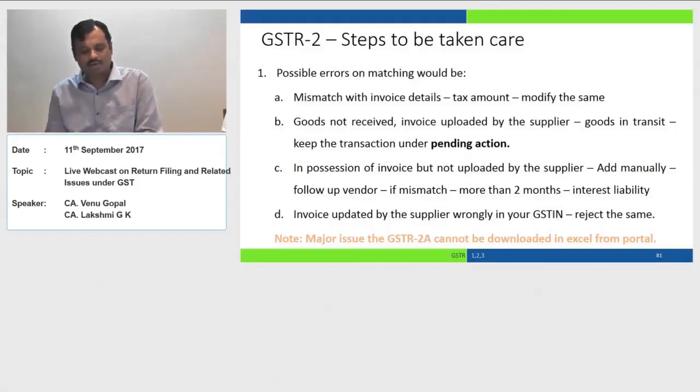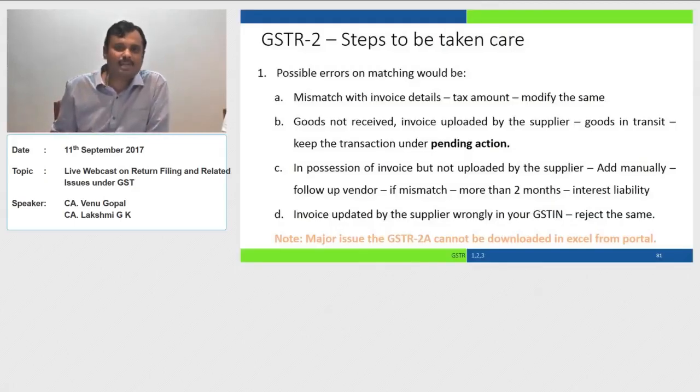Now, what will happen if there are any mismatches? Whenever you have an entry, apart from accept or reject, you can also defer it for the future, which means it is pending an action to be taken, and you want to defer it for the future.